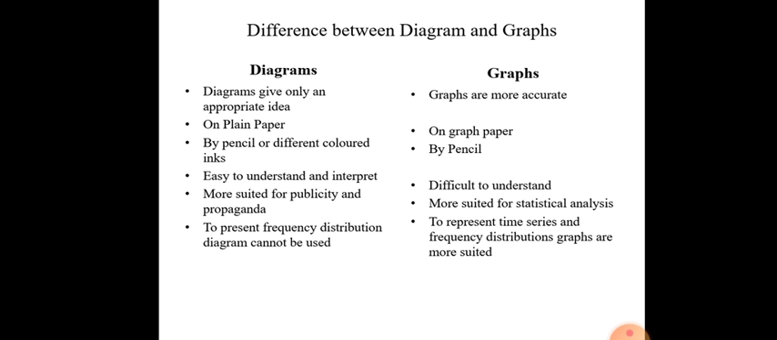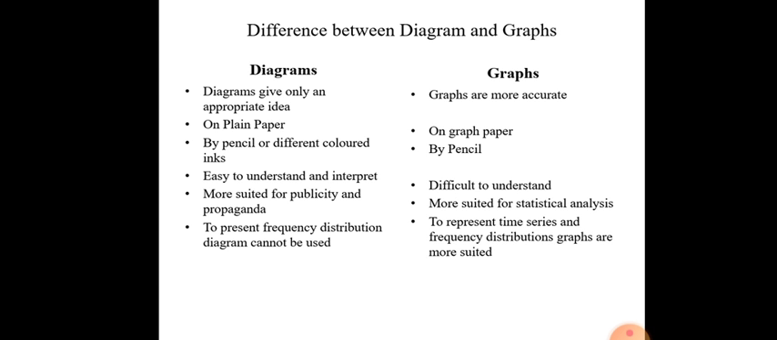Next, the diagram. These diagrams are always drawn on plain paper. There is no need for any graph paper. Diagrams are always drawn on plain paper, but for a graph, graph paper is required. It means there are scales in the graph paper. With the help of those scales we can draw the graph with the statistical, or numerical, data. So this is on graph paper.